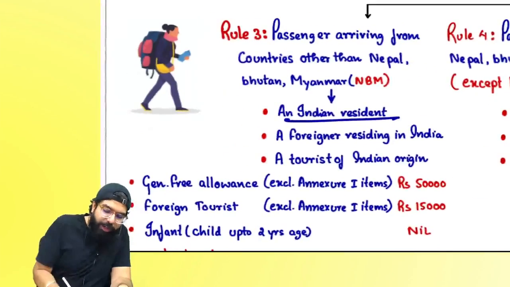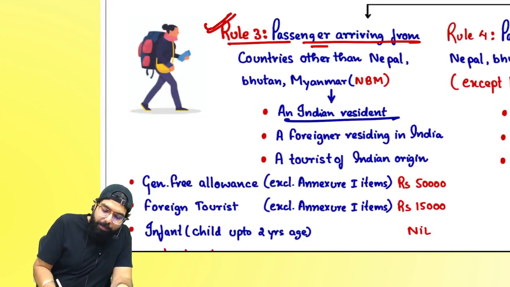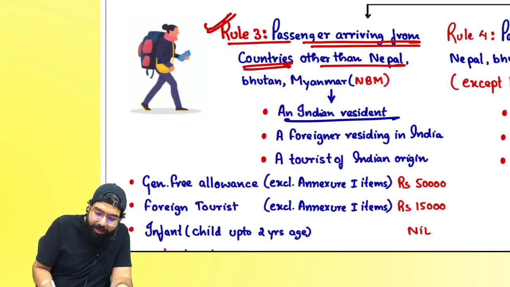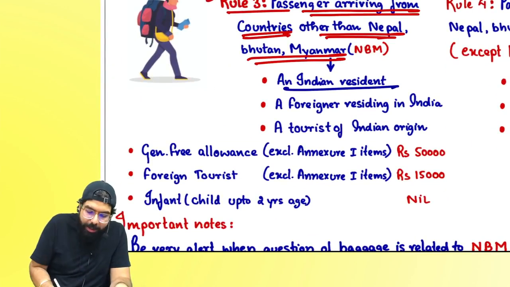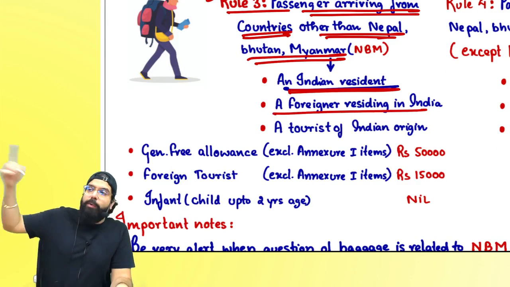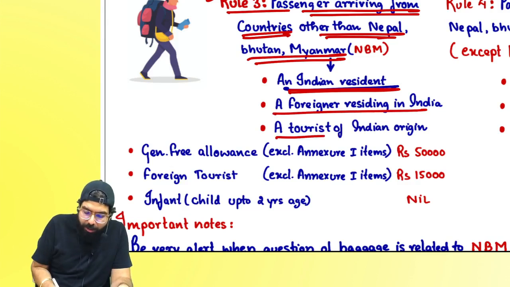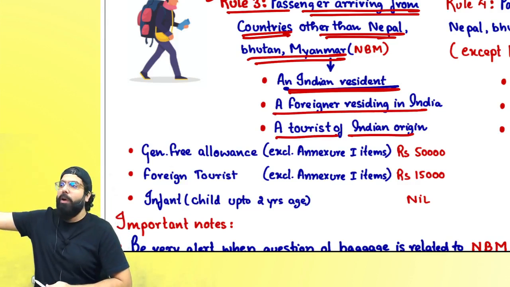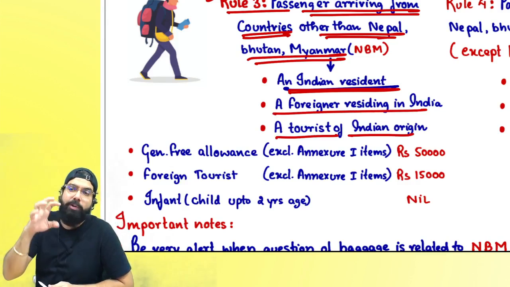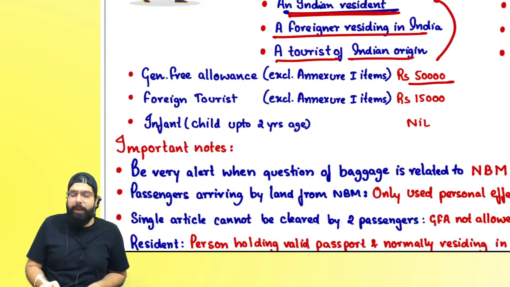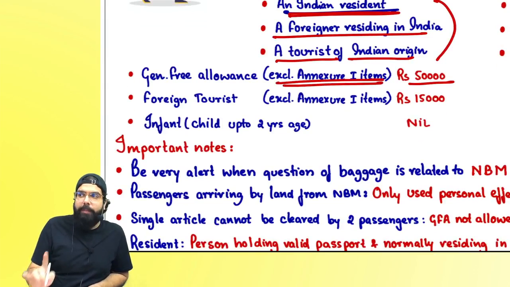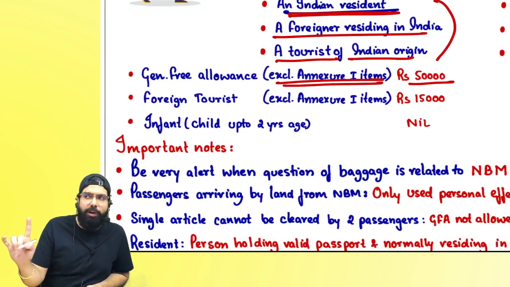Rule number 3 goes ahead and says that, sir, whenever you are a passenger arriving from country other than Nepal, Bhutan and Myanmar, NBM, then if you are an Indian resident or a foreigner who is now residing in India, or you are a tourist of Indian origin who has settled down abroad but you are coming on a tour to India but you are an Indian, then you will be allowed 50,000 rupees general free allowance other than annexure 1 item. For annexure 1 item, general free allowance will not be given.